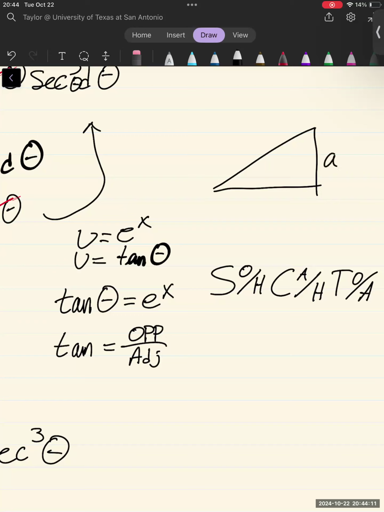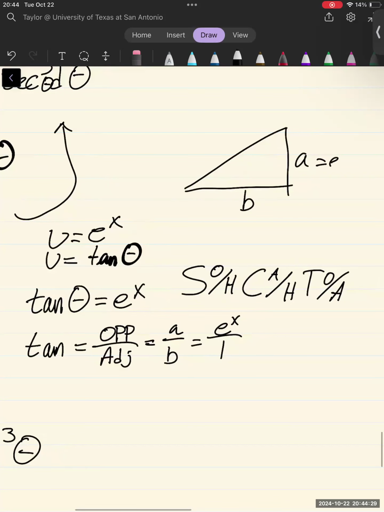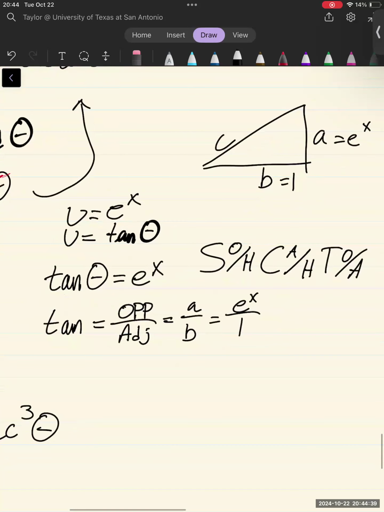I'll call this one A. I'll call this one B. So it's A over B. And in this case, tangent theta equals e to the x. So I can write that as e to the x over 1, right? So then A equals e to the x, B equals 1. And then we need to find C, and that's found by the Pythagorean theorem.